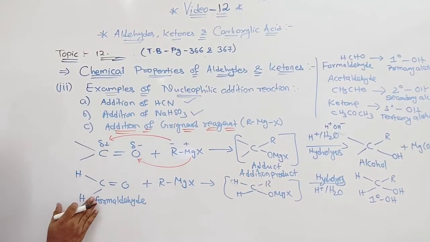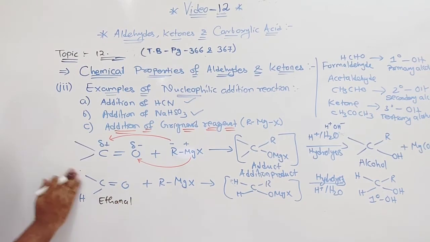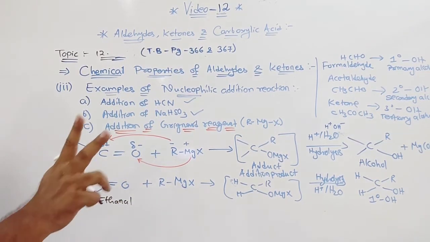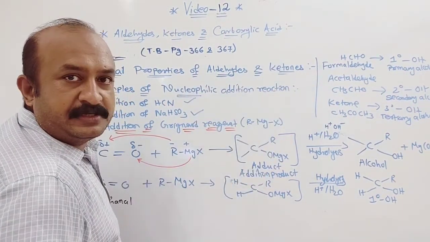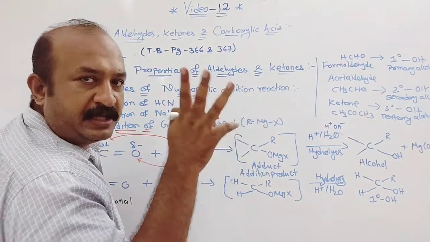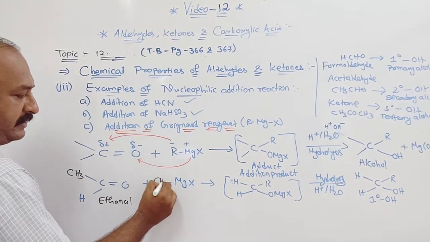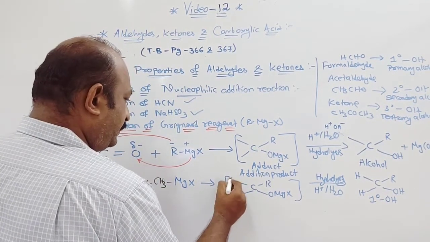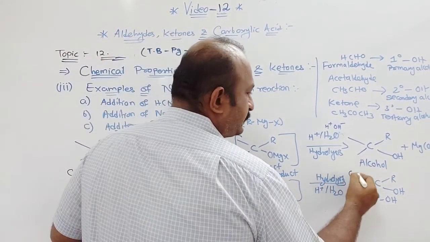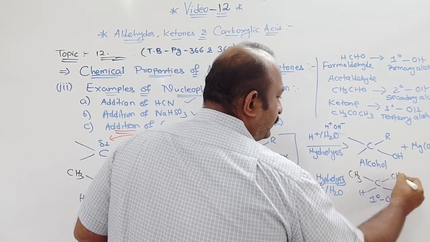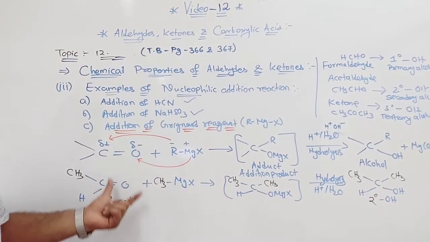Now the same thing, if I use, instead of this formaldehyde, acetaldehyde. Acetaldehyde means here CH3, that is 2 carbon. 1 carbon gives primary alcohol, 2 carbon gives secondary, and in ketone you get tertiary alcohol. So this is one very nice example. Here also, instead of R, I write CH3. So here CH3H, here again CH3, and here CH3 and CH3, then this will be your secondary alcohol. Which alcohol? Secondary alcohol, if you use acetaldehyde.